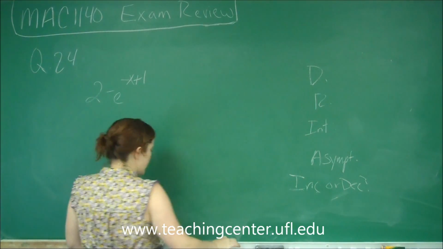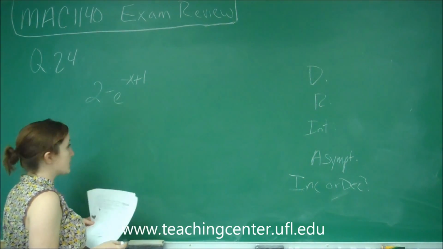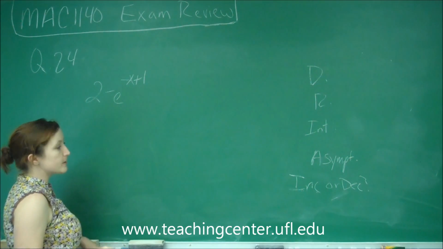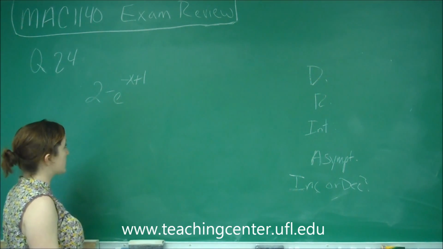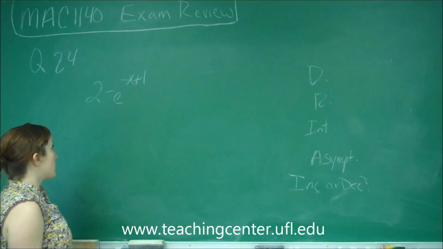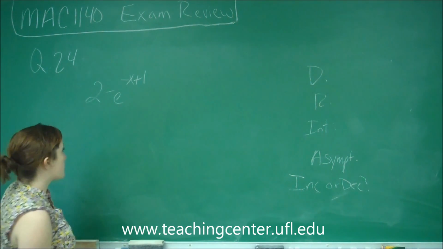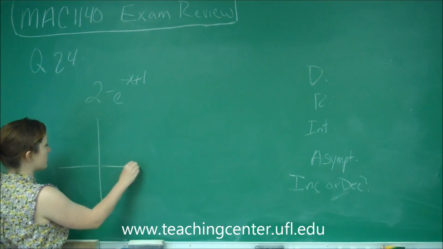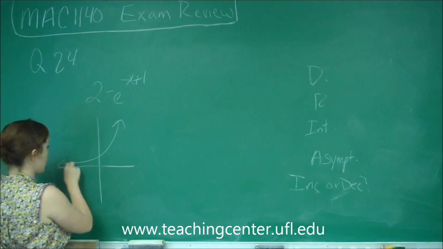So this is question number 24, the last question, and it wants us to find all of this stuff: domain, range, intercepts, asymptotes, increasing or decreasing. And so a few basic things that we can already tell just by looking at this graph. We know we have our normal e to the x graph looks like this, right?